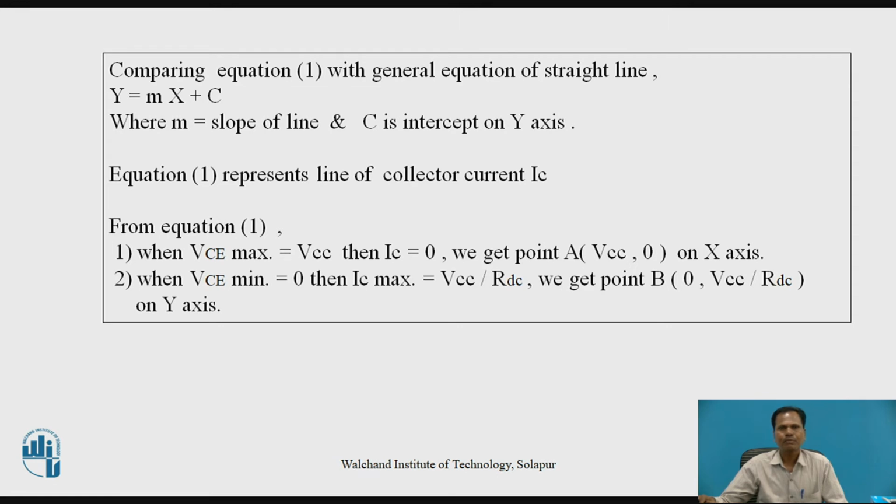When we consider the collector to emitter voltage minimum value, that is 0, from equation number 1 the value of collector current IC, that is the maximum value of collector current, equals VCC upon RDC, where RDC stands for RC plus RE. We get another point B with x coordinate value 0, that is collector to emitter voltage, and y coordinate value VCC upon RDC, that is the maximum value of collector current. So we can plot these points A and B on the output characteristic of a transistor in common emitter circuit configuration.